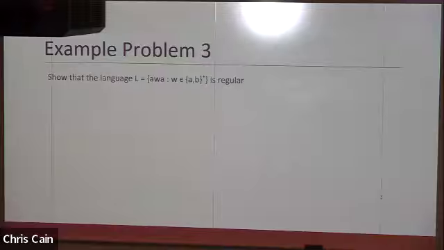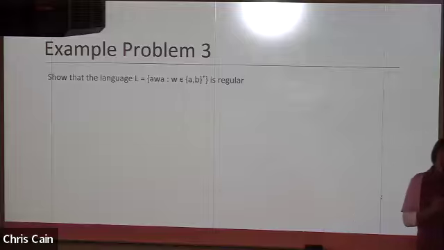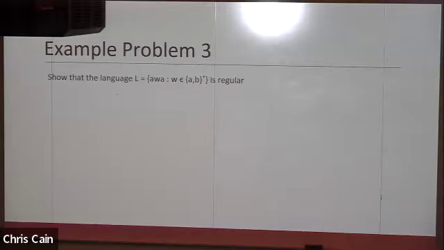Show that the language A followed by the string W followed by A, such that W can be anything in the star closure of AB, is regular. Recall the star closure is 0 or more instances of anything from that set. So this is really just saying strings that start and end with an A.